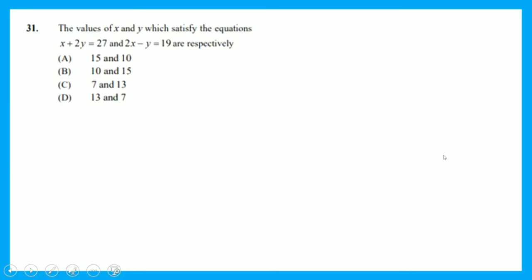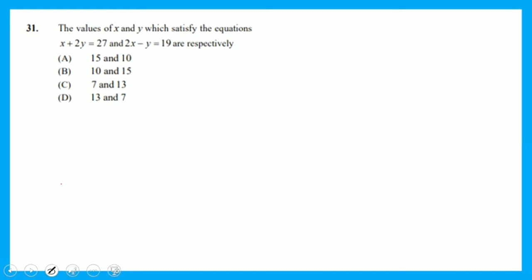All right, so for this question, I'm actually going to show you 3 ways to approach this. The values of x and y, which satisfy the equations x plus 2y equals 27 and 2x minus y equals 19, are respectively... We're supposed to tell what the values of x and y are. If you notice with these options, there's 15 and 10, 10 and 15, which means the order matters. The x value must be given first and the y value must be given second when you choose your response.